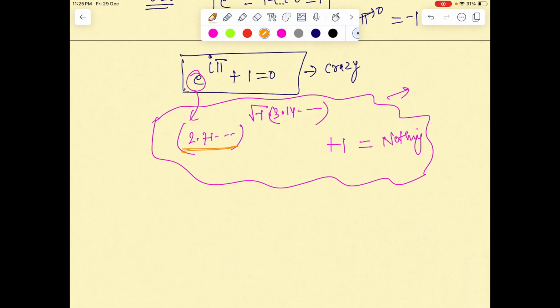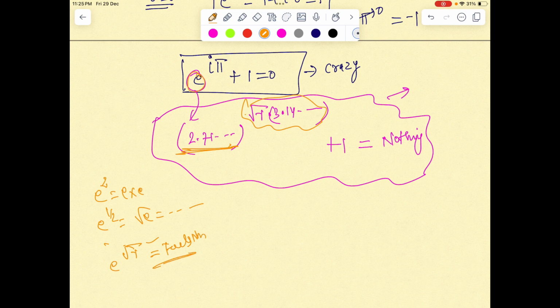It feels crazy for obvious reasons, because 2.71, how can someone even raise it to imaginary powers? It doesn't make sense. E to the power 2 makes sense, it's e into e. E to the power 1 by 2 makes sense, you get root e. Okay, and so on and so forth. But what is e to the power root minus 1? It doesn't make sense. It feels really nonsensical.